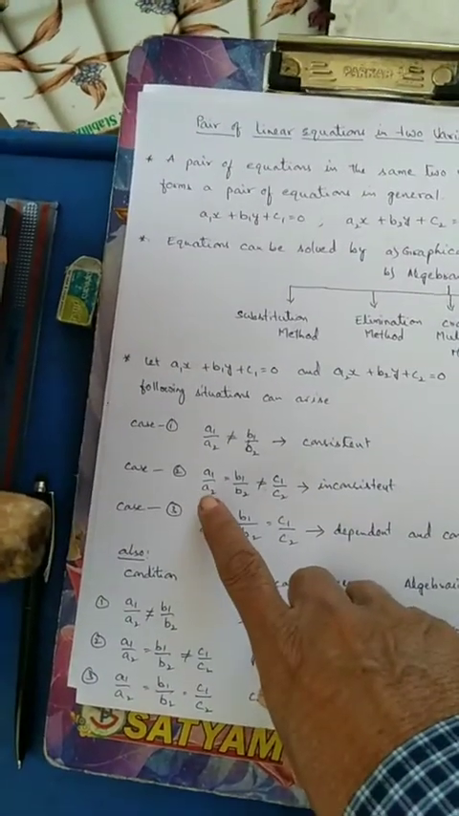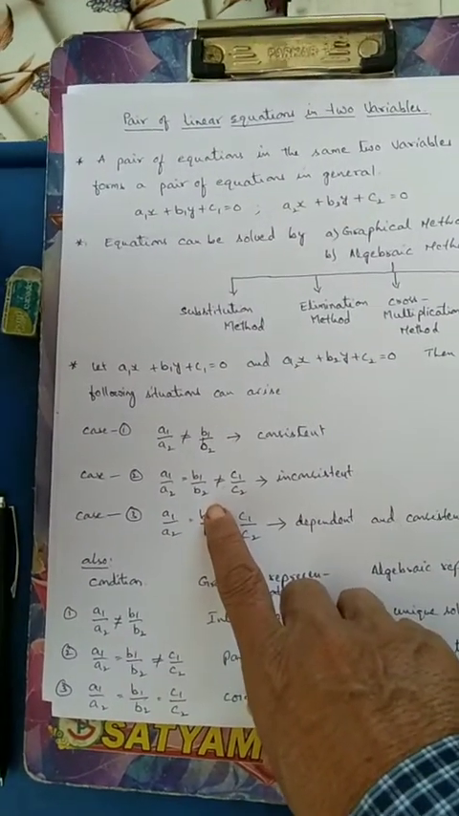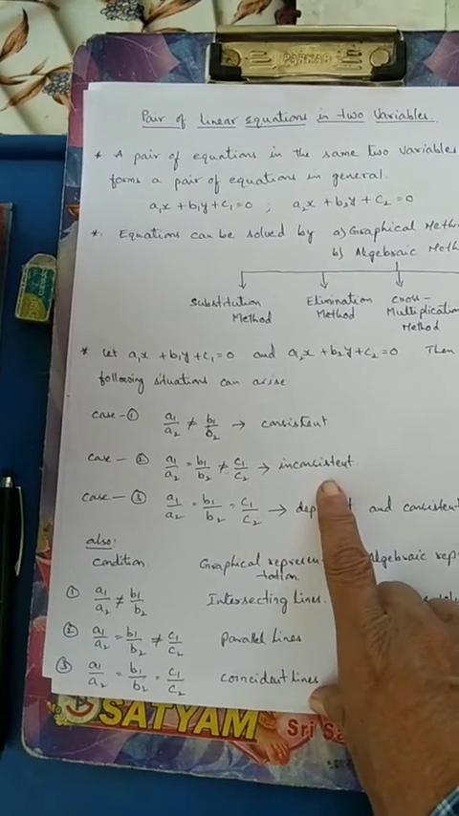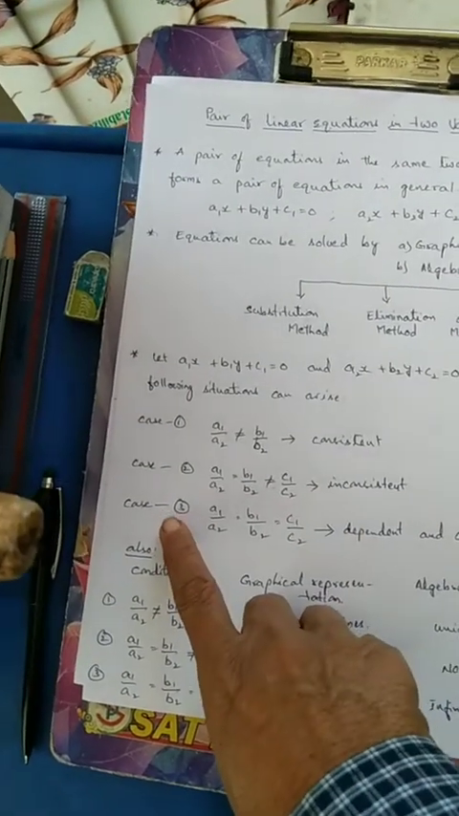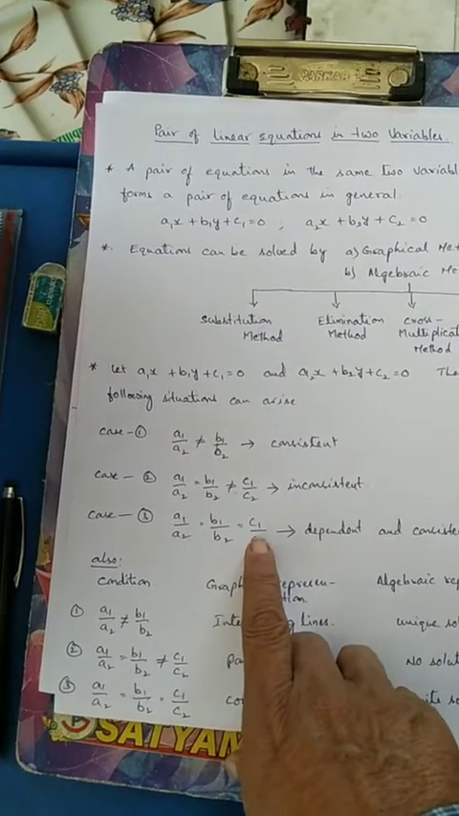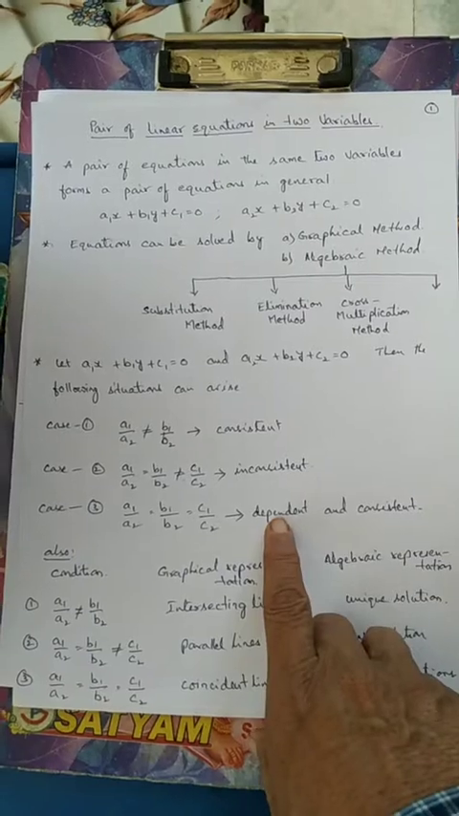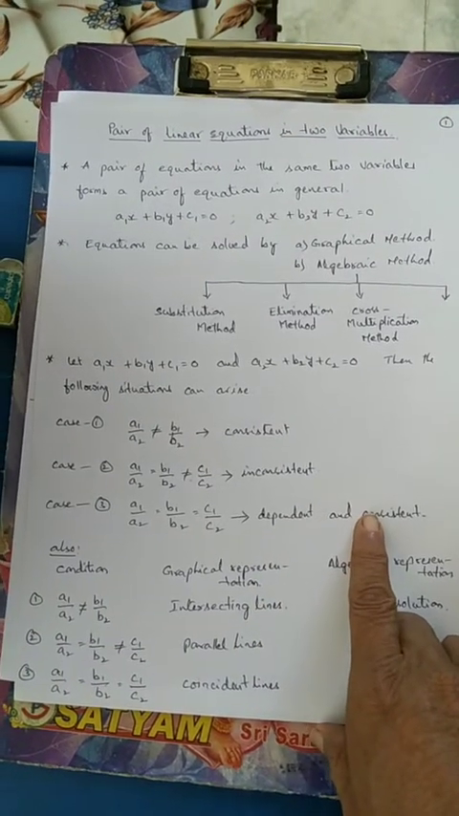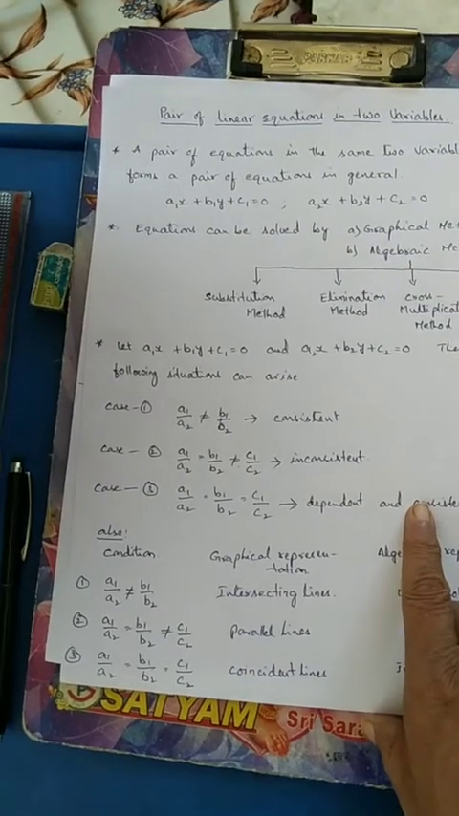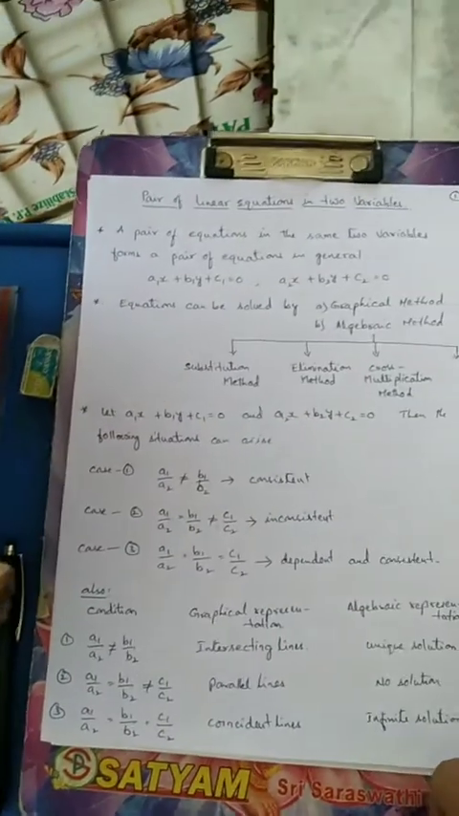Now in case 2, a1 by a2 is equal to b1 by b2 is not equal to c1 by c2. We call this an inconsistent equation. And in case 3, a1 by a2 is equal to b1 by b2 is equal to c1 by c2, then we call this dependent and consistent. Dependent and consistent. Now what are a1, a2, b1, b2 and c1, c2?